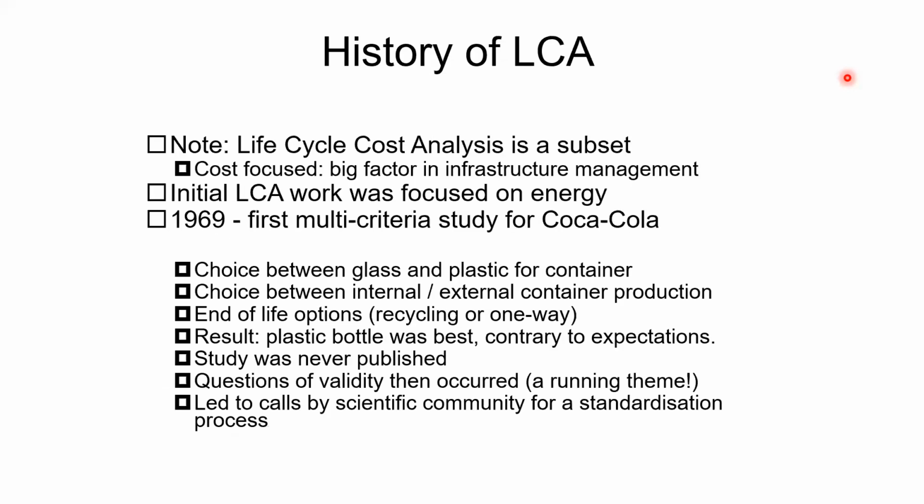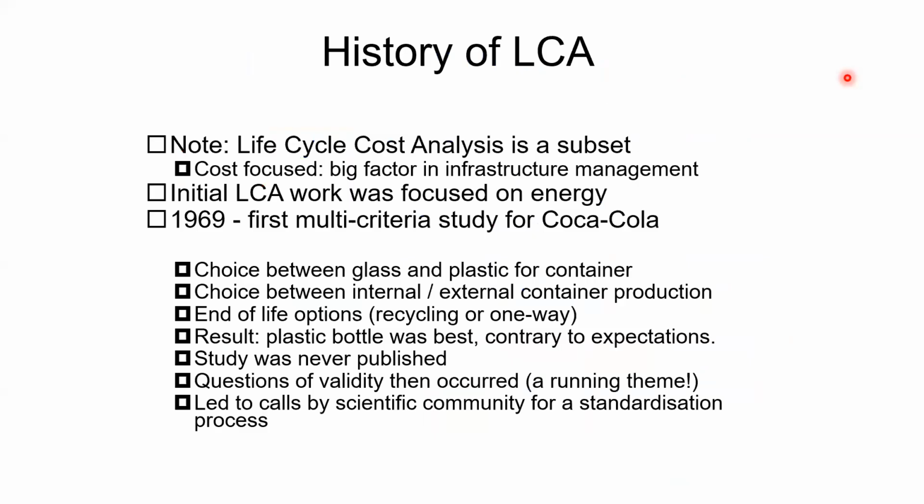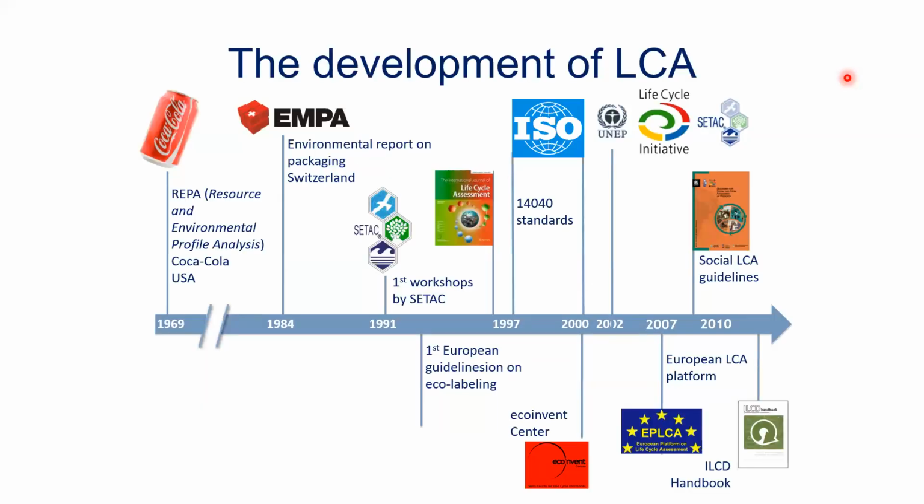The history of LCA started from 1969, with the Coca-Cola company, when they were the first to do an LCA, looking at the options of an aluminum can versus glass. And then they found that moving to plastic bottles was actually a better thing to do, based on what they found out at that particular time. Then they also looked at the packaging, an environmental report on packaging.